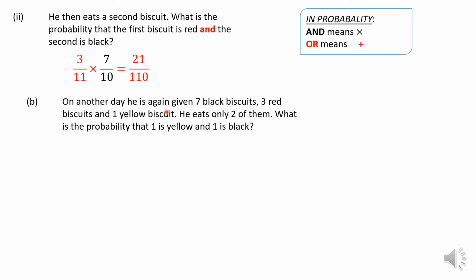Now on another day, he's given 7 black biscuits, 3 red biscuits, and 1 yellow. Obviously, they still amount to 11, and he only eats 2 of them. What is the probability that one is yellow and one is black? On the next slide, I'm going to show you how I made the 3, in order for you to see how I solved this question. The 1 out of 11 is yellow, times the 7 out of 10 black, or he takes the black first and then the yellow, and that gives you 7 over 55.